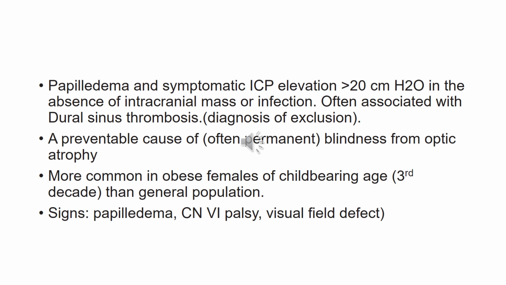Now, how do patients with idiopathic intracranial hypertension or pseudotumor cerebri present? They present with symptoms of increased intracranial pressure, most commonly headache and visual problems. And the vision problems are due to papilledema. So, papilledema and symptomatic intracranial pressure of more than 20 centimeters of water, with the absence of any intracranial mass or infection, will lead us to the diagnosis of idiopathic intracranial hypertension.